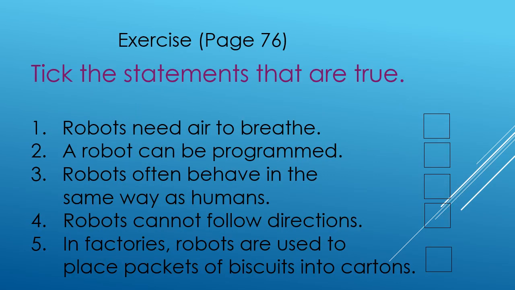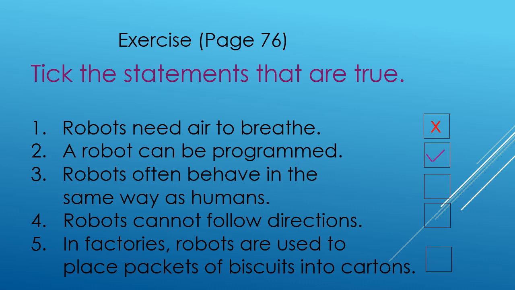Dear students, let's do the exercise that is given to you on page number 76. Tick the statement that is true and cross the statement that is false. Number 1, robots need air to breathe. You will put a cross in the box because robots are machines, they do not need air to breathe. Number 2, a robot can be programmed. Yes. You will place a tick in the box.